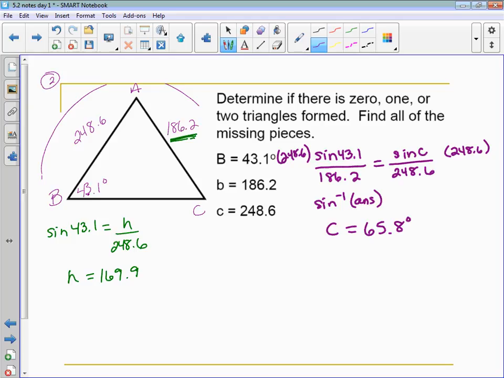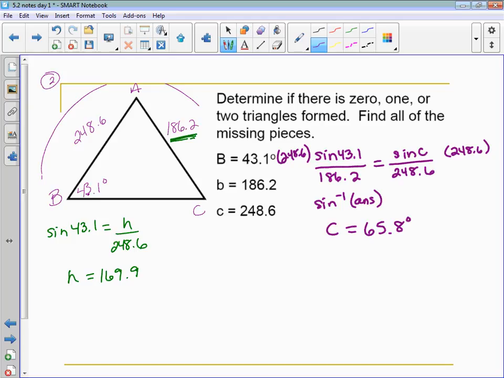What do you mean? You do inverse sine if you're solving for an angle. If you're solving for a side, you don't have to do inverse. Okay. All right, so are we to the 65.8? Store that as C. Yep, store it as C.